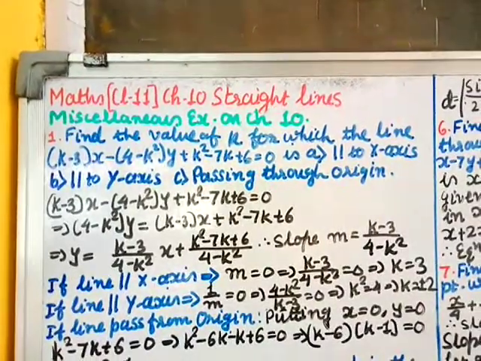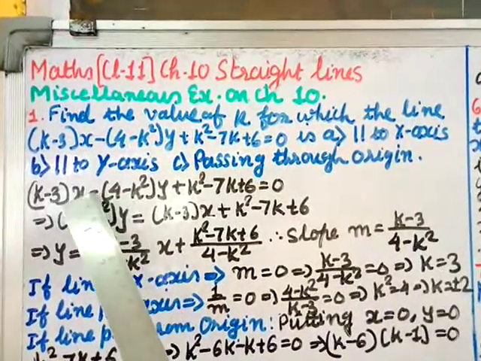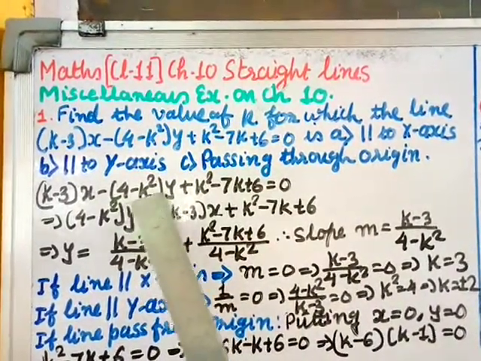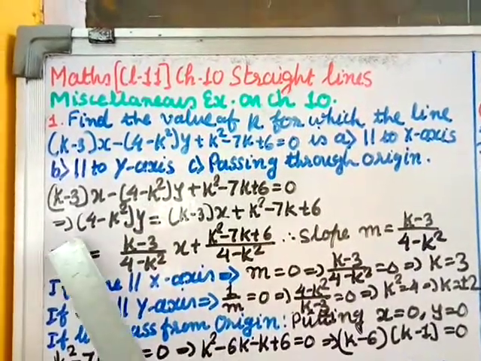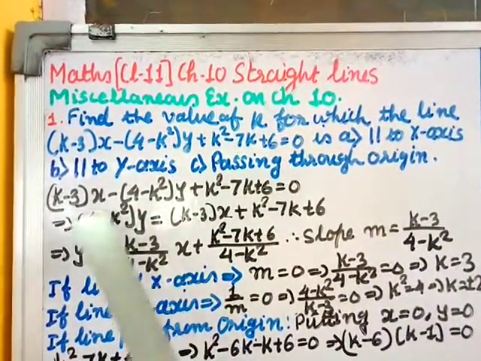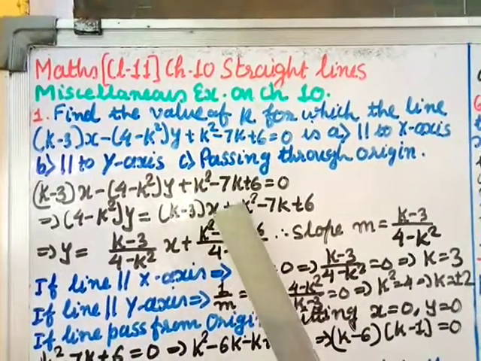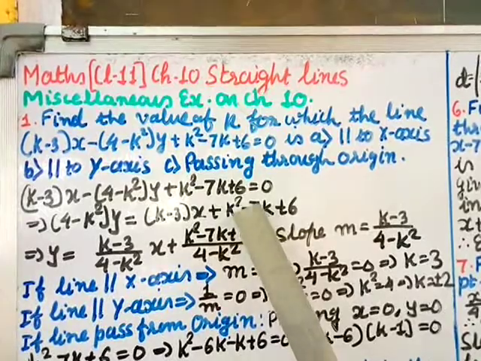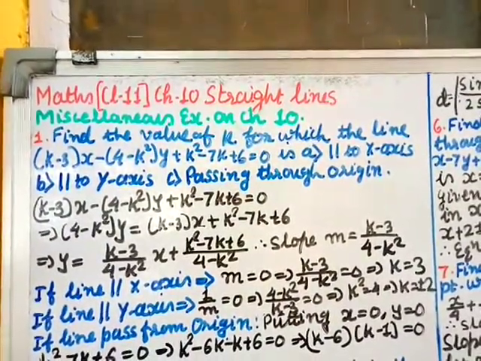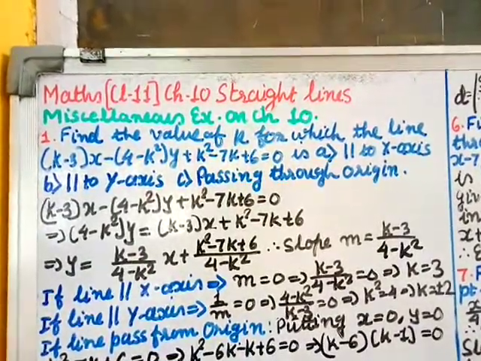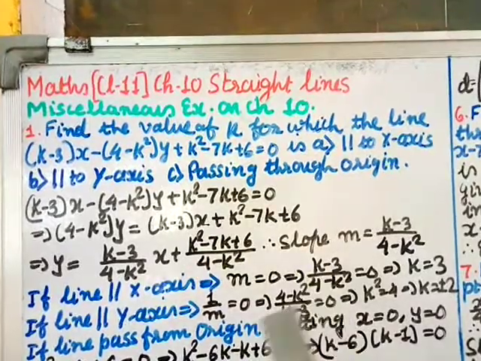This equation I will convert into y equal to mx plus c form. So this minus term, minus (4 minus k square) y, which is negative, I will transfer over here, it becomes positive. So this can be written as (4 minus k square) y equal to, this side remains, (k minus 3) x plus k square minus 7k plus 6. This is slope intercept form, in that the coefficient of y should be 1. So I will transfer this multiple of y over this side, it will go in the denominator.